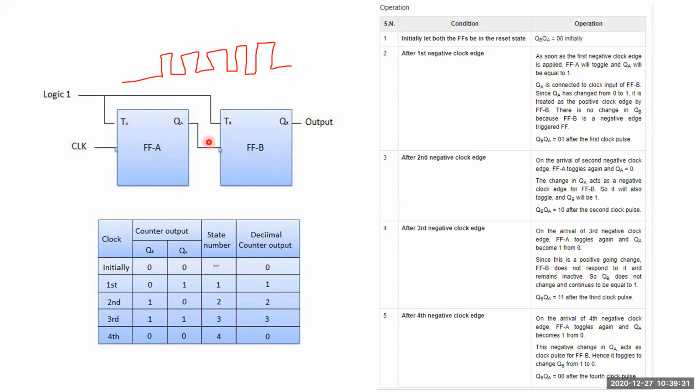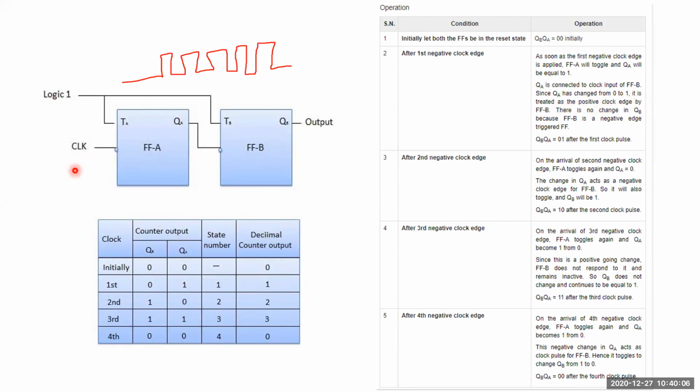Then QA is connected to flip flop B, so it becomes the clock input to flip flop B. Initially QA was at 0. Depending upon this negative clock, flip flop A toggles and the output becomes 1, and that 1 is applied to the clock of flip flop B. So QA has changed from 0 to 1, and it is treated as a positive clock edge.